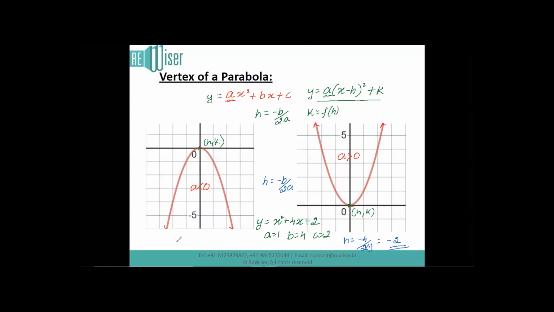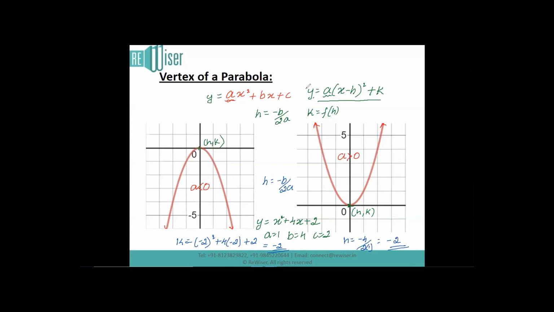And if I need to find the value of k, k will be equal to substituting the h coordinate into the function, which would be minus 2 whole square plus 4 into minus 2 plus 2. If I simplify this, minus 2 whole square is positive 4. So positive 4 and negative 8 plus positive 2, which is nothing but negative 2. So the vertex of this quadratic equation is minus 2 comma minus 2.